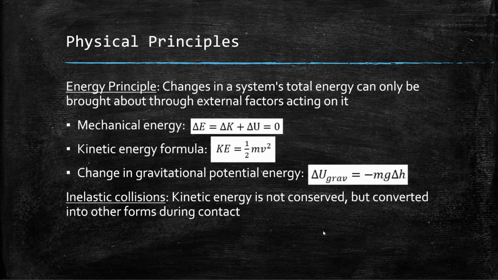Now, for the main physical principles used in this lab, first is the energy principle, which states that changes in a system's total energy can only be brought about through external factors acting on it. I guess I also use mechanical energy, which states that the change in mechanical energy is equal to the change in kinetic plus the change in potential energy, and that those two cancel each other out and equal zero. And of course, the kinetic energy formula, 1/2 mv squared, and then the change in gravitational potential energy, which is negative mg times the change in height.